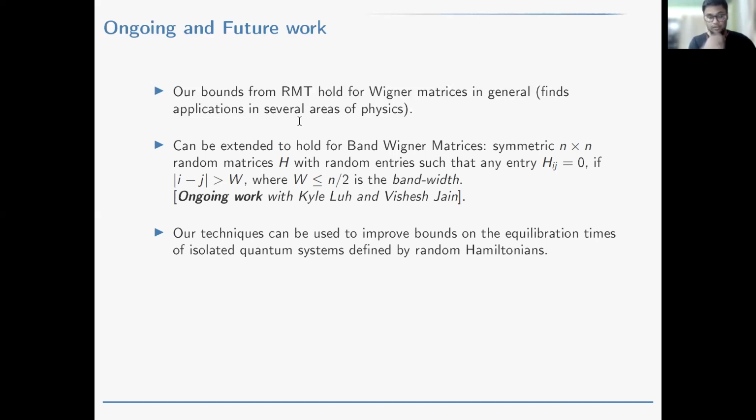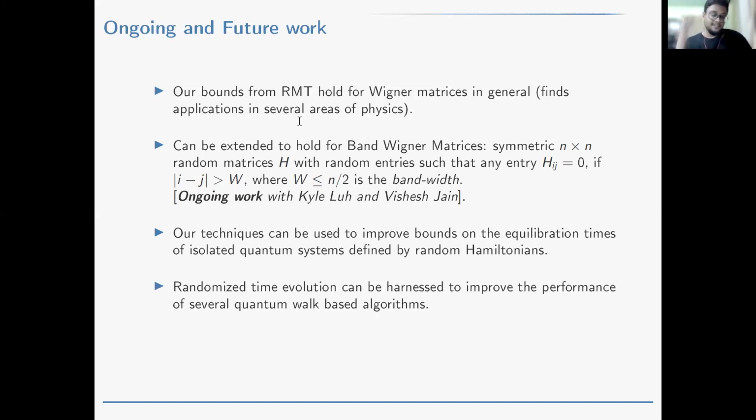Many of these results could also have applications in other areas of physics. For example, if you want to find upper bounds on the equilibration times of isolated quantum systems. Isolated quantum systems evolve unitarily, so they never really equilibrate. But if you define it in a time average sense, and after some time you want to find the expectation value of some observable, what matters is, instead of eigenvalue gaps, the gaps of eigenvalue gaps. So many of these results could be useful for improving the upper bounds for equilibration times for quantum systems defined by random Hamiltonians.